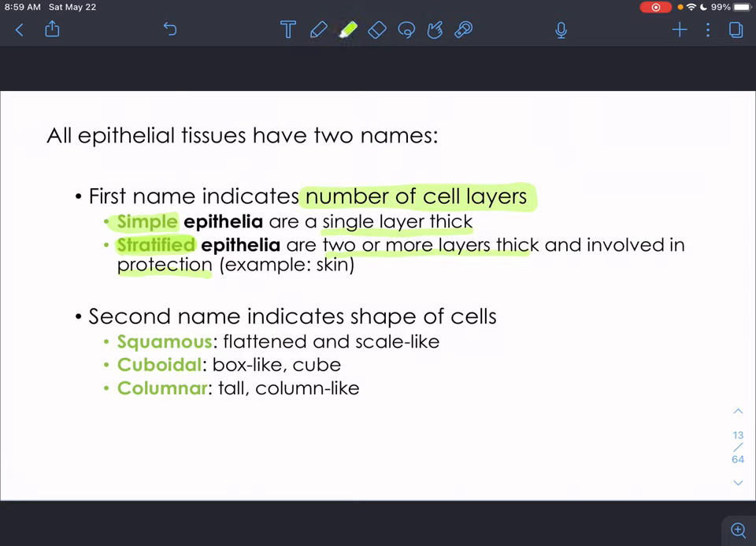Okay, and then the second part of the name indicates the shape of the cells. So squamous is flattened like a scale, so kind of like a pancake, I like to think of it. That's squamous. Cuboidal, the name tells you, it's going to be a cube shape, so kind of a box shape, so what I was drawing earlier. And then columnar is going to be tall and column-like, right? So more vertical than a square. Okay, so you can have simple squamous, or you can have stratified squamous. You can have simple cuboidal, stratified cuboidal, and same for columnar.